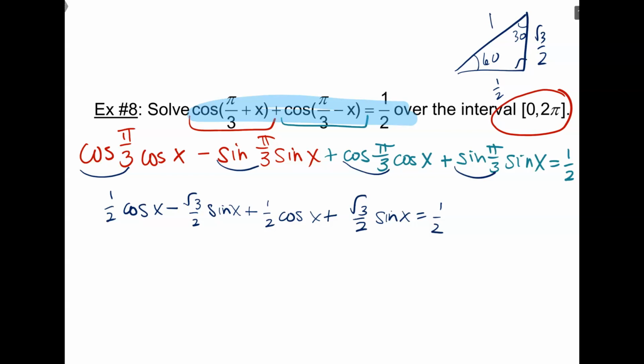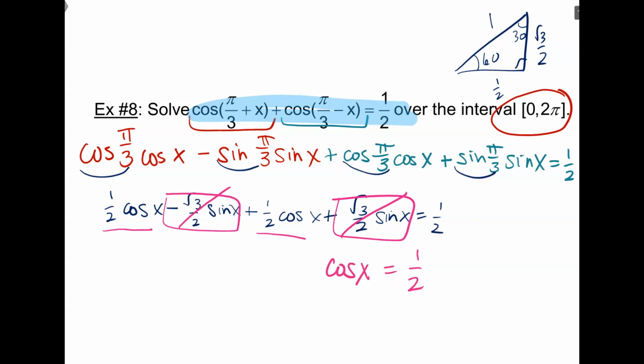Cancel it out. I have negative root 3 over 2 sine x and I have positive, so those cancel out. Also, if I have half cosine x plus half cosine x, what's this equal to? 1. So literally, I'm just going to have cosine x equals 1/2.